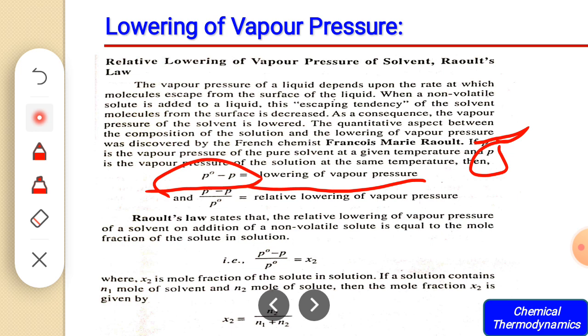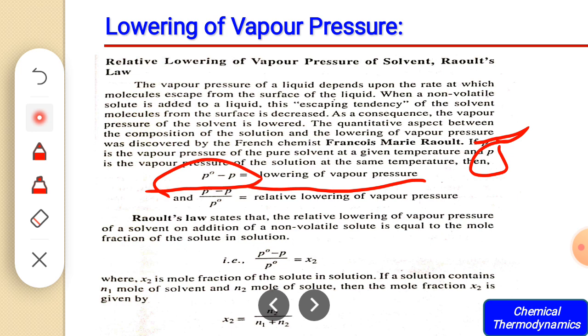And whenever this lowering of vapor pressure, meaning P0 minus P, is divided by the vapor pressure of pure solvent, then it is simply called the relative lowering of vapor pressure. It's very simple to define. So relative lowering of vapor pressure is the ratio of lowering of vapor pressure to the vapor pressure of pure solvent, meaning P0 minus P divided by P0.